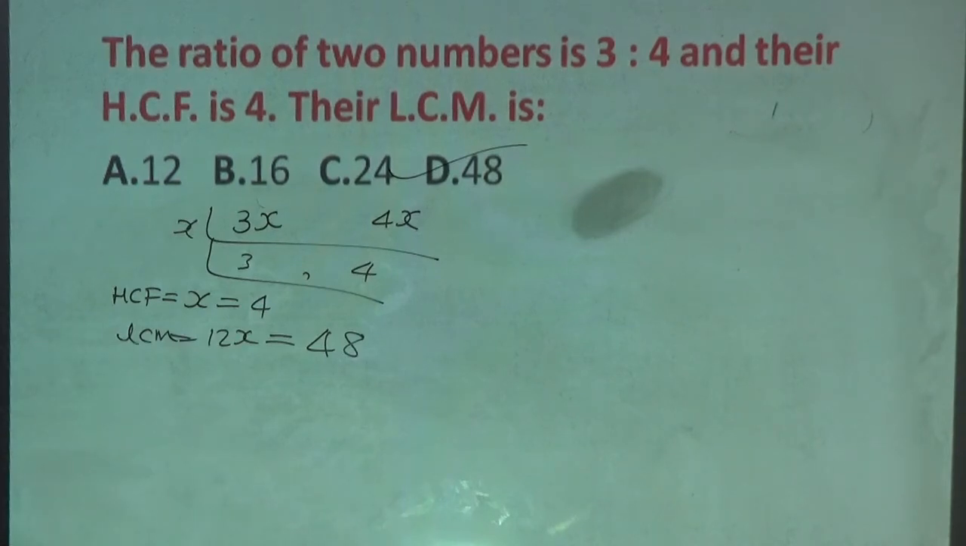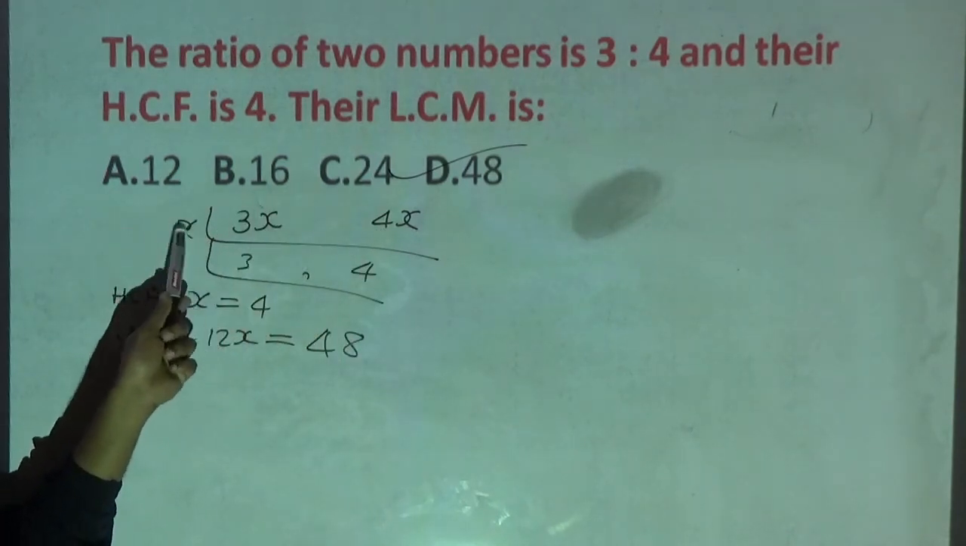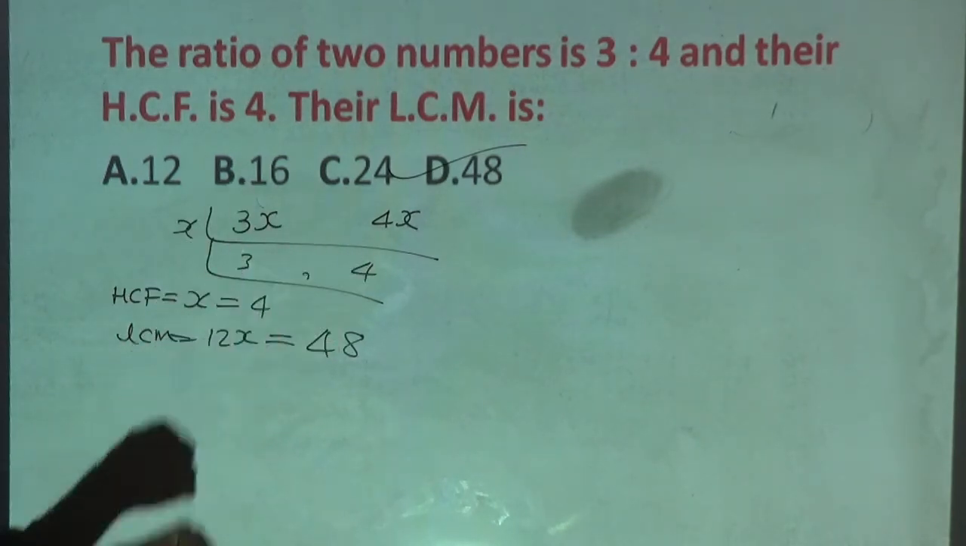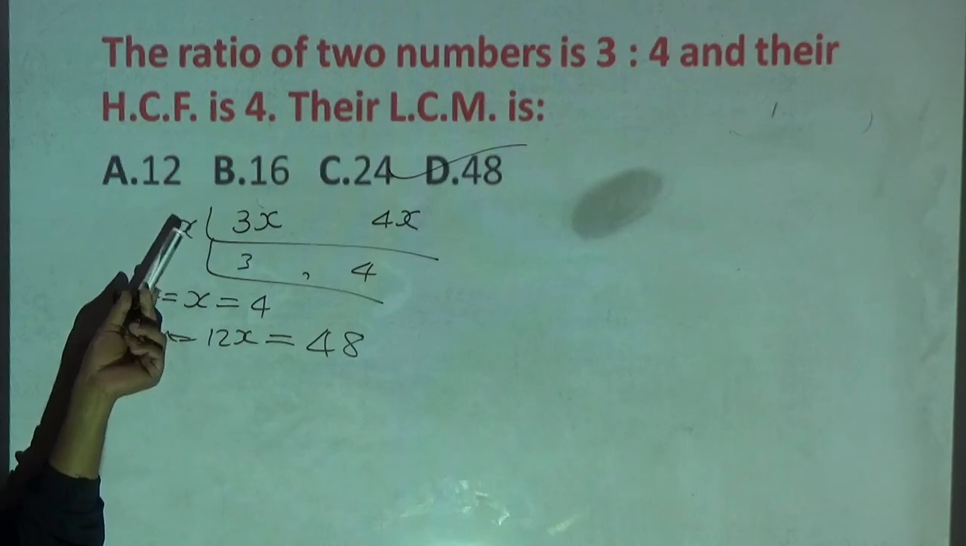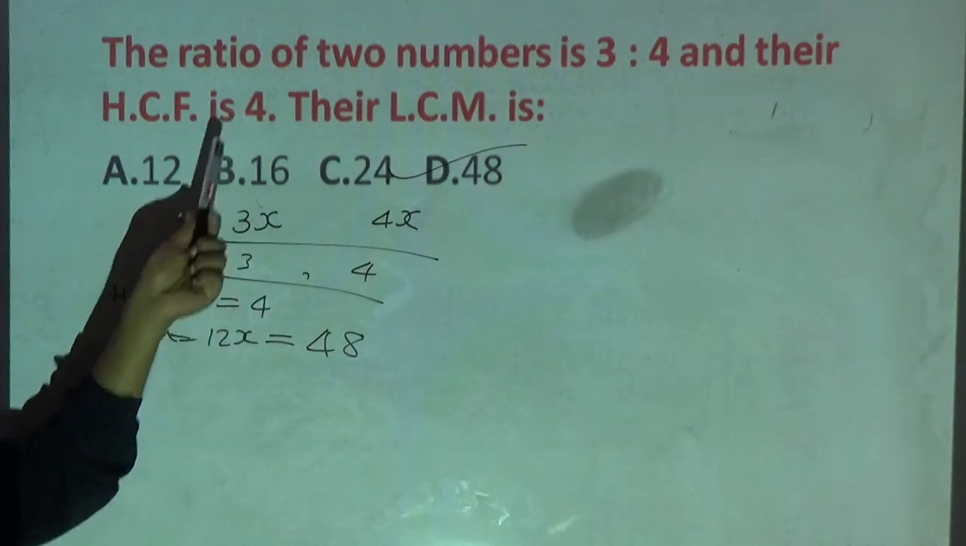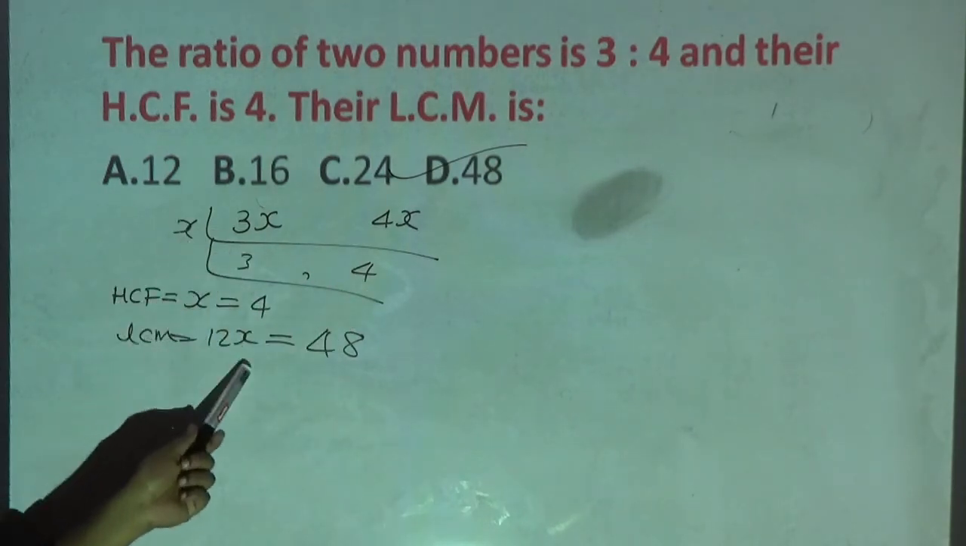See, the two numbers are in the ratio 3:4. That means the two numbers are 3x and 4x. Both can be divided by x: x times 3, x times 4. Further I cannot divide because 3 and 4 are co-prime. So x is the common factor for both, which means the HCF is x, and they have given the HCF is 4. Okay, what is the LCM now? 4 3s are 12, so 12x is your LCM, and 12x is nothing but 48.